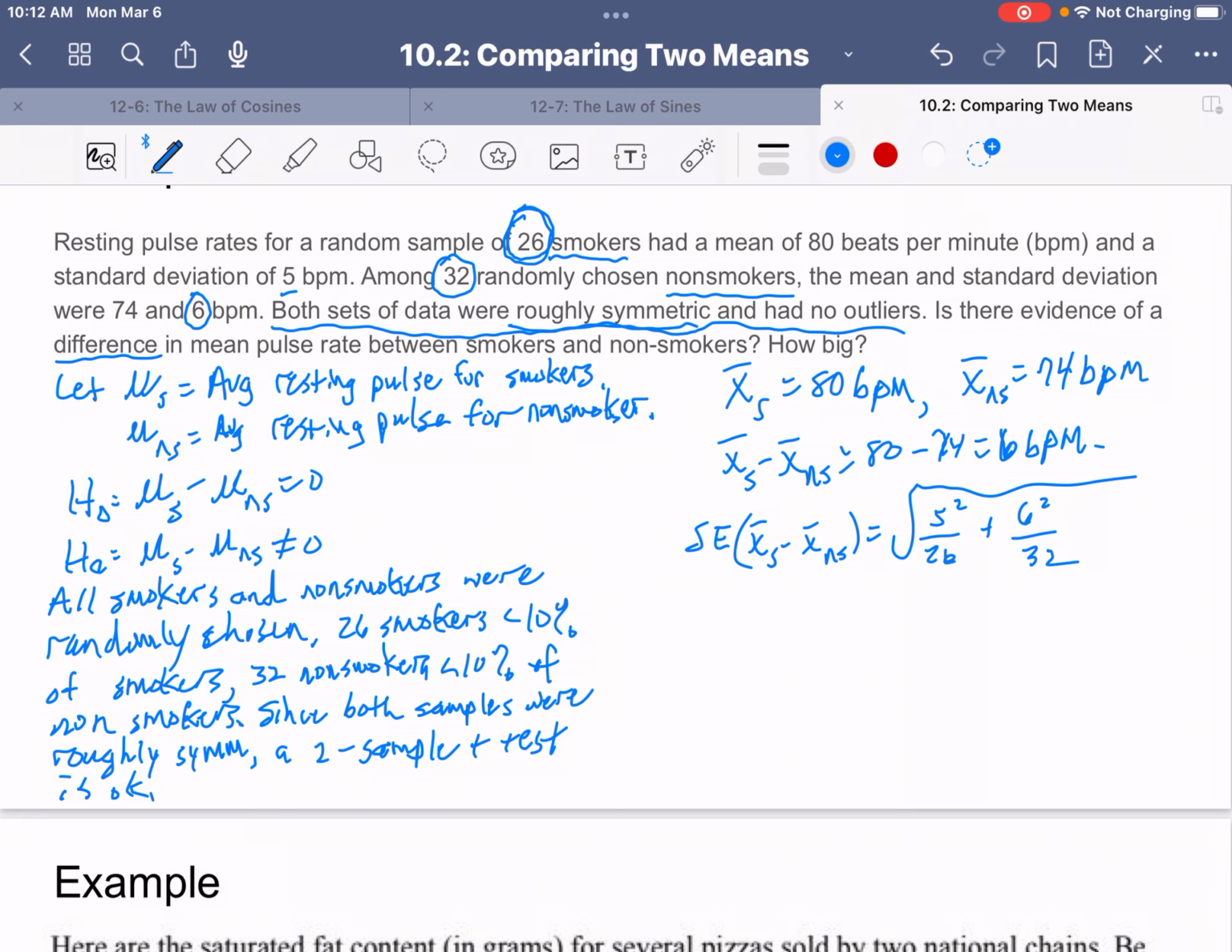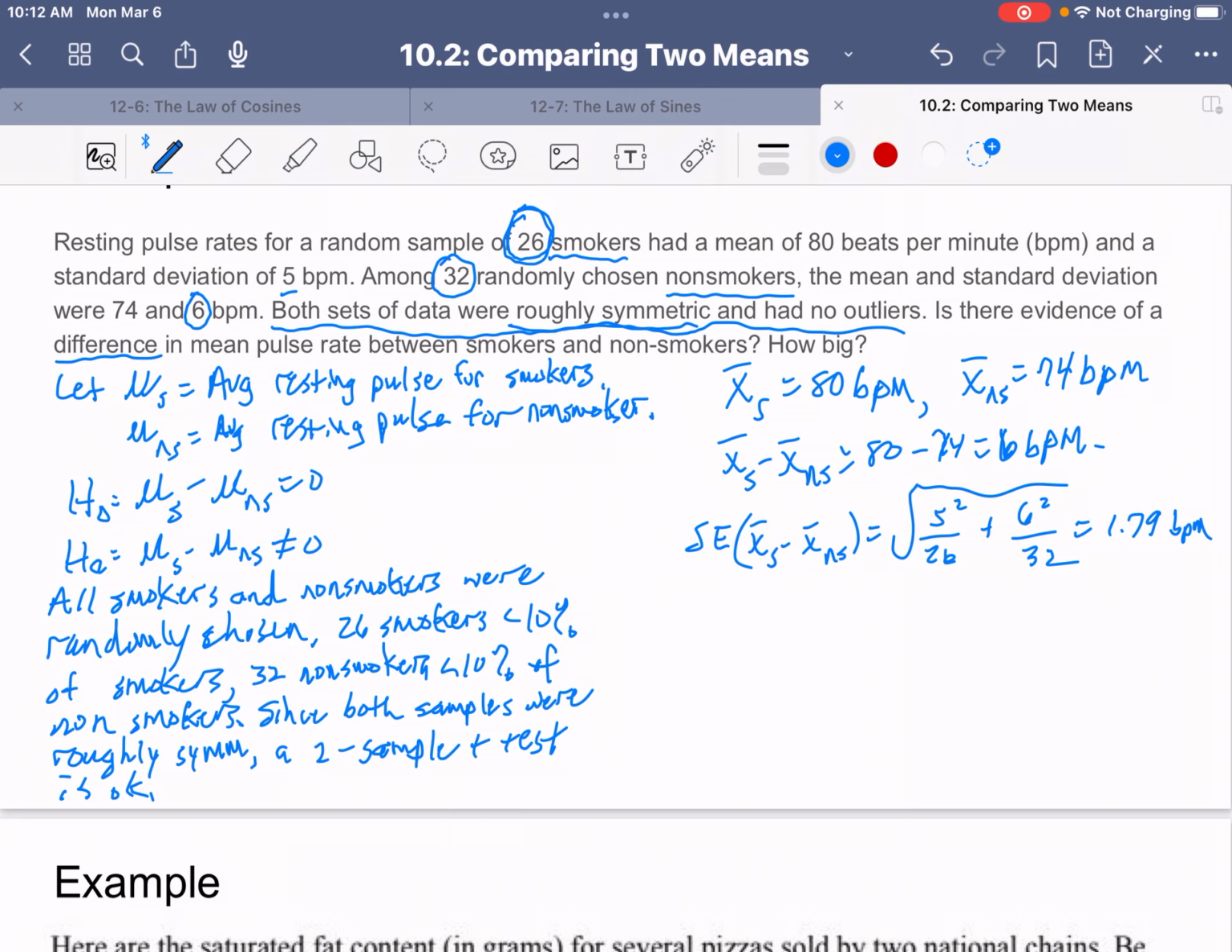So if I grab my calculator, I want to play the game and calculate that. So let's see, that's going to be 25 divided by 26 plus 36 divided by 32. And then we want to take the square root of that. I just got 1.79-ish beats per minute is the standard error.